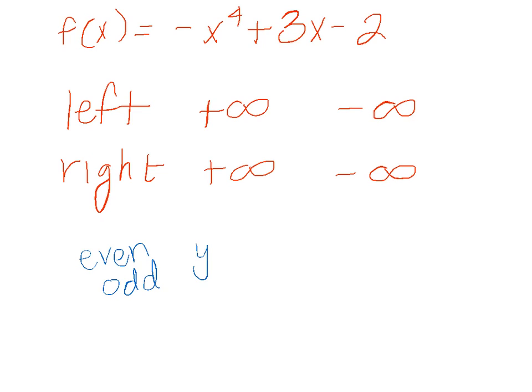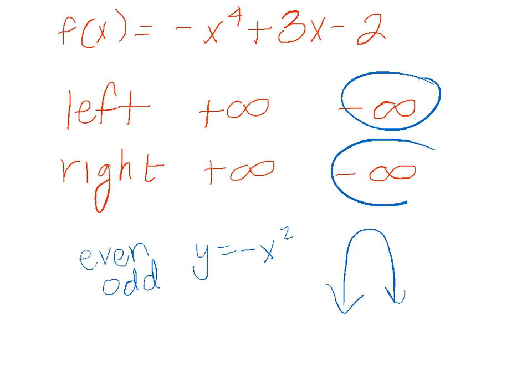And I also reminded you guys, if you ever forget what to do, I can always make an easier problem. So since this is to the fourth, I made it squared because those are both even. y equals -x squared is something that we've graphed a lot, and that would just be a parabola down. So I can see that it's going to -infinity both to the left and to the right. If this had been positive, it would have been up in both directions. Even always means it's going in the same direction.